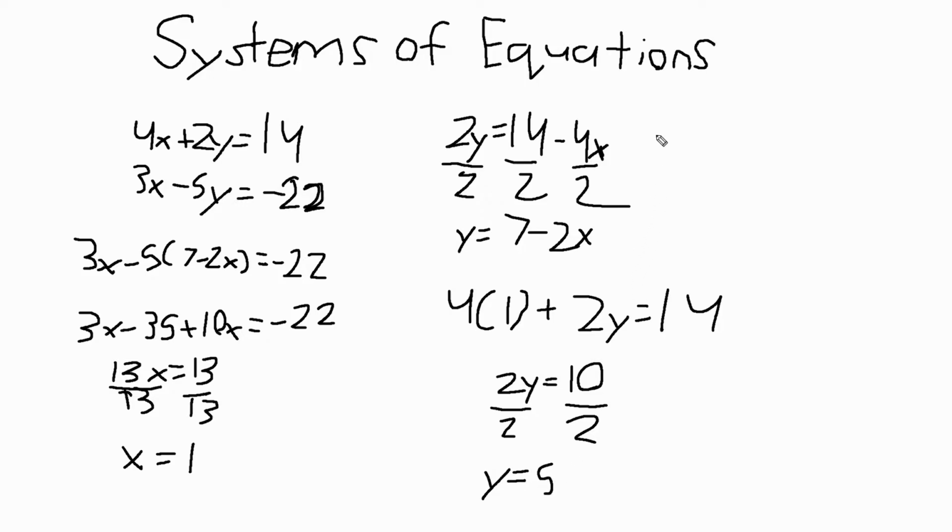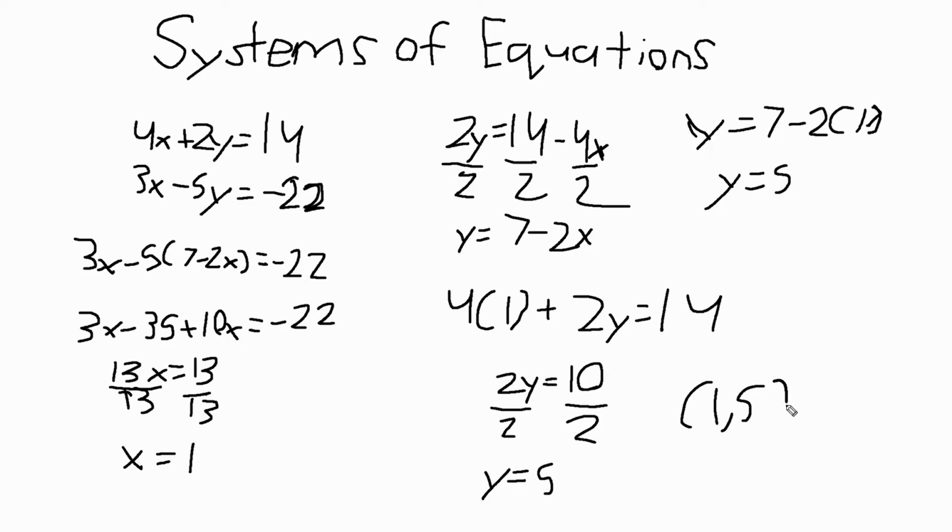And now we are going to be using this equation. So y equals 7 minus 2 times 1. You can see that y is equal to 5 again, because 2 times 1 equals 2, and 7 minus 2 equals 5, which means our answer is 1, 5 for the final equation.